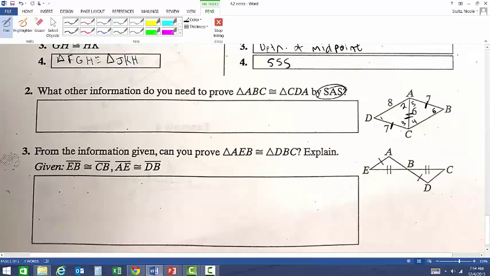So if we look at these two triangles, I can see my two side markings in each triangle. I need to figure out what are the in-between angles. And if you can't see them, they're actually going to be 3 and 5. So I would need to tell you that angle 3 and 5 are the same in order for you to be able to use the SAS theorem.